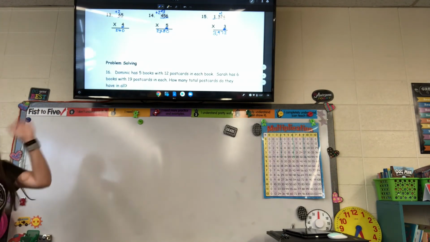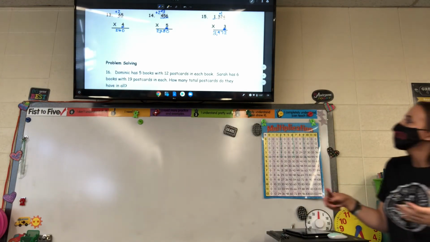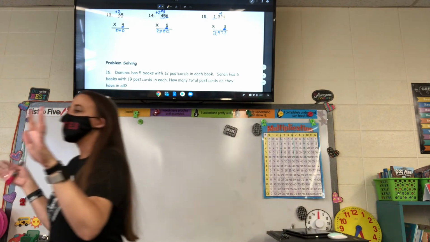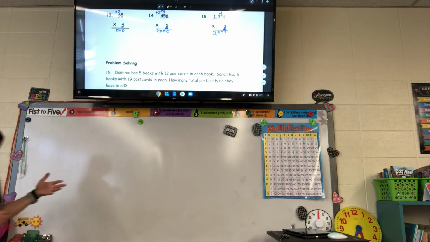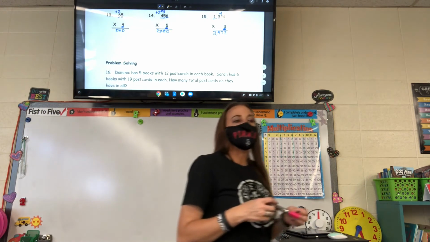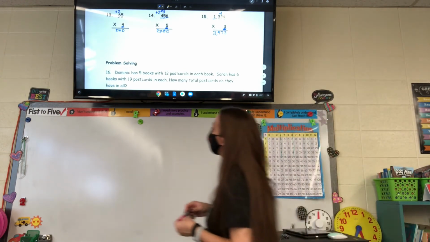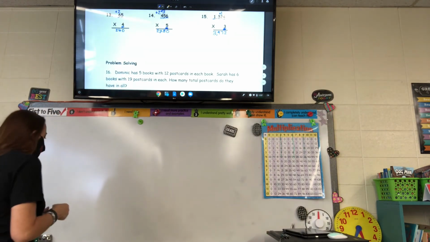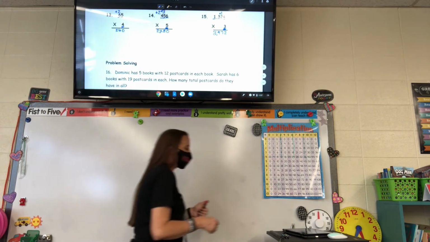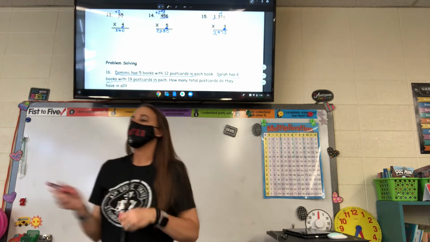Dominic has 5 books. He keeps his postcards in these like books, like scrapbooks kind of things. And so he's got 5 books, and each one of the books has 12 postcards in it. Okay, then Sarah has 6 books with 19 postcards in each. How many total postcards do they have in all? Okay. All right, so we have Dominic has 5 with 12 postcards in each, and Sarah has 6 with 19 postcards in each. Watch how we set these problems up.